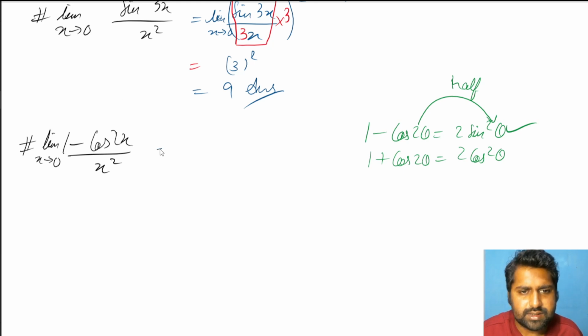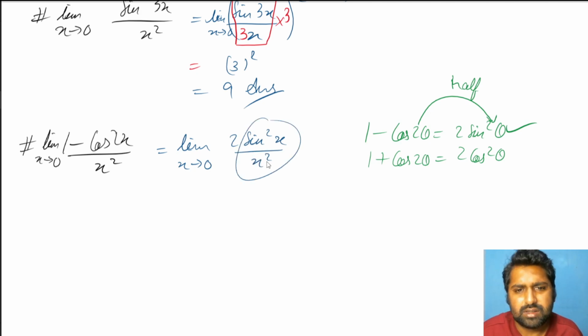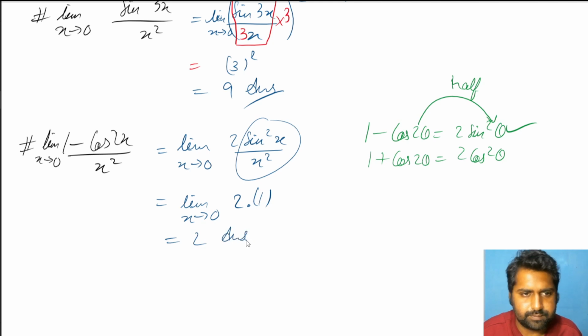So let's rewrite this. It becomes limit x tends to 0, 2 sine square. Half of the angle is 2x, so half of that is x upon x square. And this is pretty much what we have solved. This sine x by x whole square, limit x tends to 0, becomes 1. So 2 into 1. Sine x by x is 1. All right, that's 2. That's the answer.